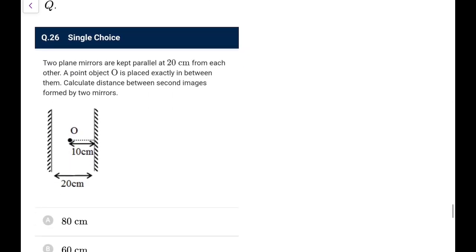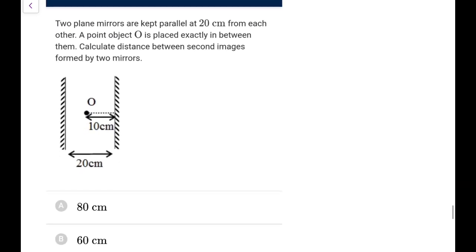Next one, 2 plane mirrors 20 centimeters apart, a point object in between, calculate the distance between the second images formed by the 2 mirrors. Okay, so the first image formed by this would be at this place, this is 10 centimeters, and the first image formed by this would be again at 10 centimeters.